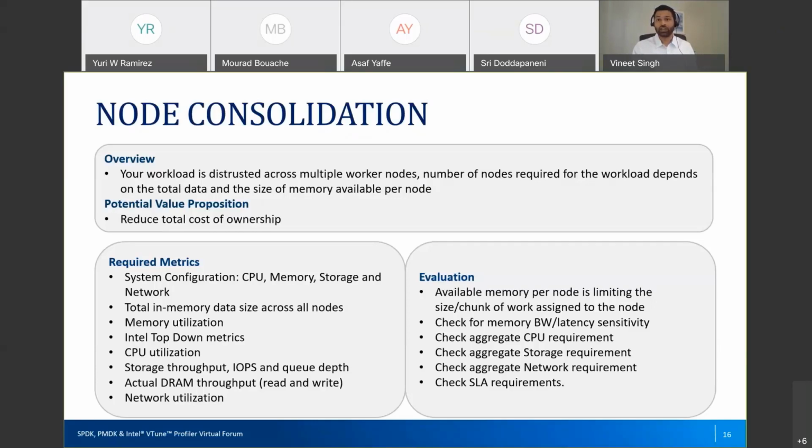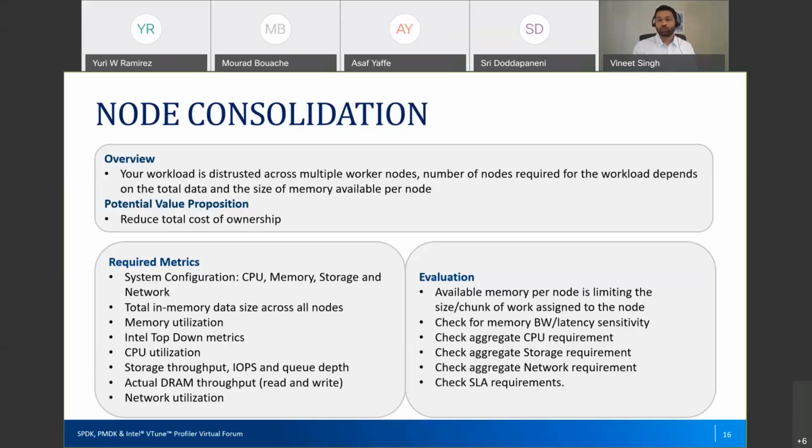That's your first check. The second check, just like in the previous case, is to find out if your workload is bandwidth and latency sensitive or not. In case of PMEM, you need to have a workload which is not heavily sensitive to bandwidth and latency, since it has lower bandwidth and higher latency compared to DRAM. So that's the second check you need to do.